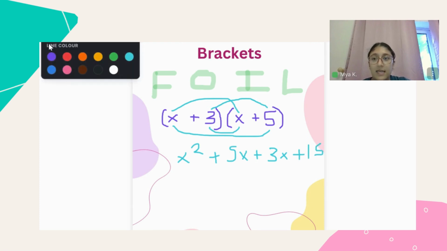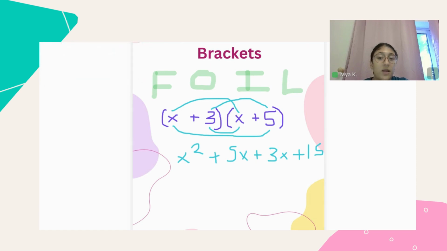Now what we need to do is actually simplify them, and we do that by gathering the like terms. The first term we have is x squared, and there is nothing else that is squared in this expression, so we don't do anything to that. It remains the same.